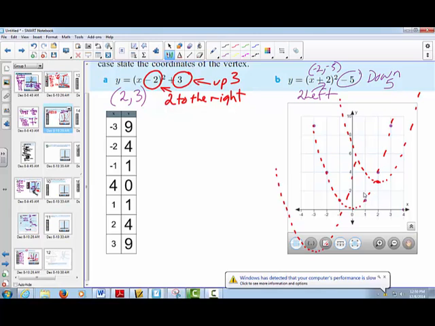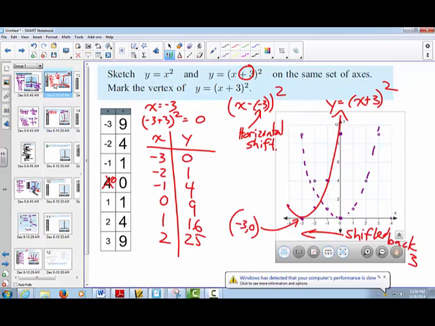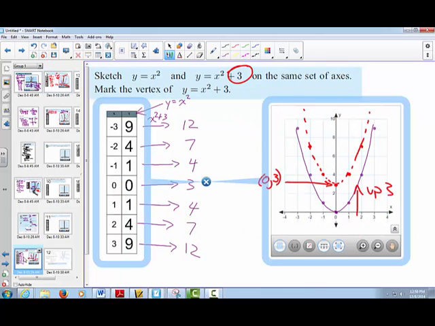Much easier than doing a new table. So if we go back here, the quick way would have been to say, okay, we're going 3 to the left. Take the original and shift it back 3. Same thing with the other one, the very first one we did. Up 3, take the original, move it up.